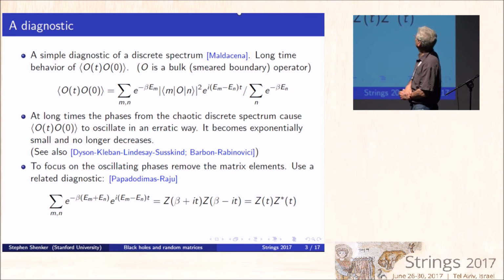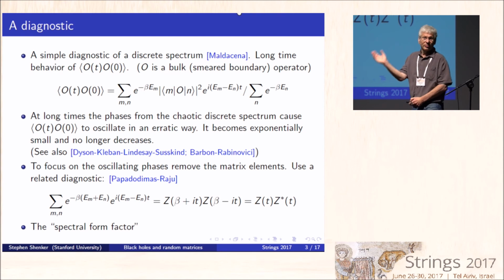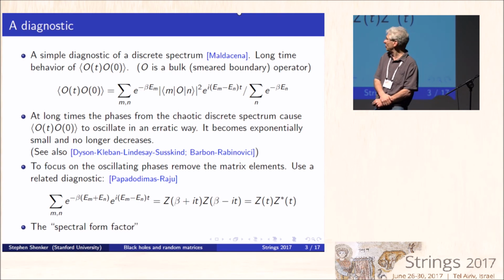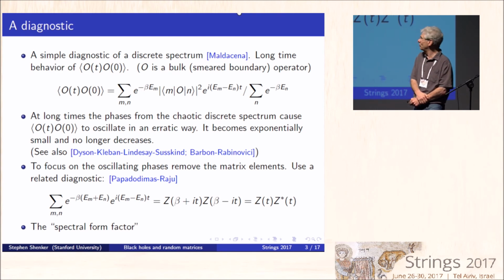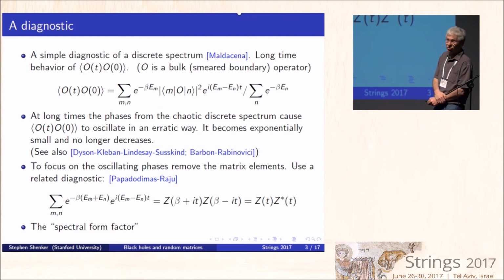Well, to focus on these oscillating phases that do the dirty work, let's just get rid of these matrix elements, which are slowly varying. And so we consider a related quantity, just with the oscillating phases and some Boltzmann weights to tame the high energy spectrum. You can see that this is the product of two partition functions with beta shifted to beta plus iT and beta minus iT. We'll call this ZZ star of T. In quantum chaos, this quantity has been used for a long time. It's called the spectral form factor. It's basically the Fourier transform of the energy differences in the theory.